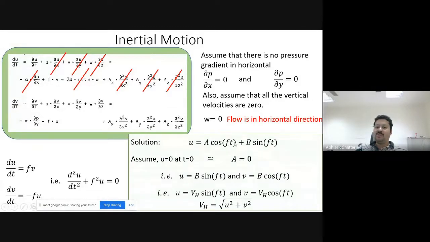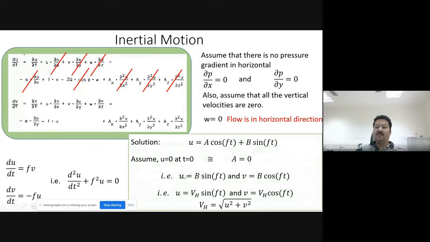If you put t equals 0, this term will be 0, cos ft will become 1. So that means a, and the left hand side is also 0 because u equals 0 at t equals 0. So your a will be equal to 0. So that means your u will be b sine ft.